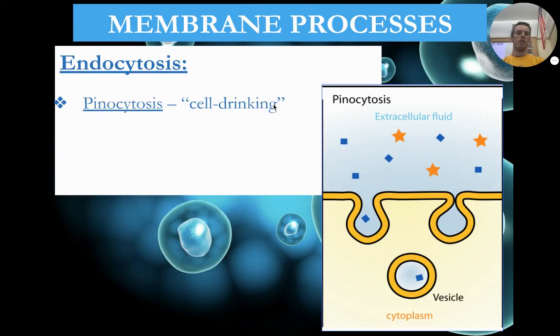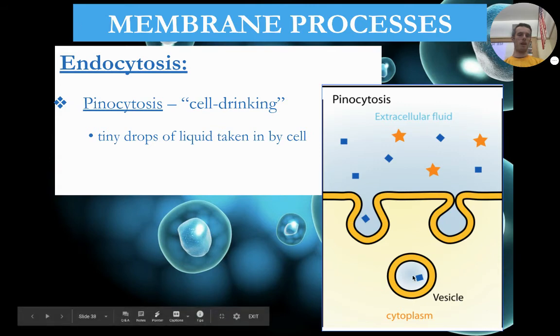So one example of endocytosis is cell drinking, aka pinocytosis. And all this is your cell is trying to bring in fluid, and it does so by engulfing some of that extracellular fluid with some of the solute inside, and will pinch off and bring it into the cell in a vesicle.